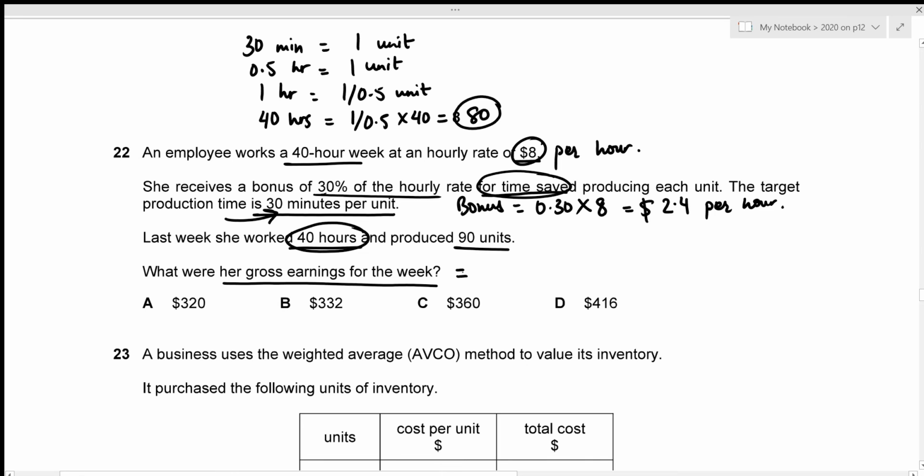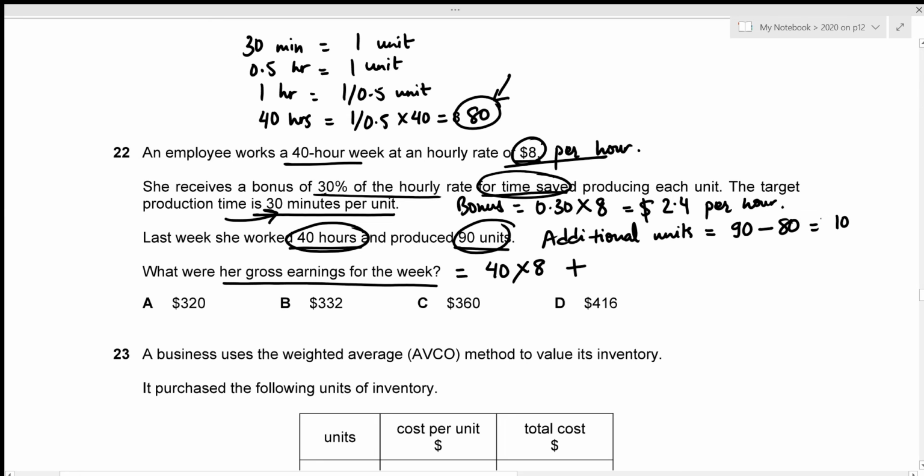Okay, we'll start with the normal rate. So for 40 hours, she will get $8 per hour, right? And then we need to figure out the bonus. Let's figure out the additional units that she produced. So additional units is just going to be 90 minus the standard unit, which we just figured out to be 80. So she produced 10 extra units, right? And these units should be converted into minutes or hours because our bonus rate is depending on the time, which is per hour, right? So again, we're going to use the unitary method.